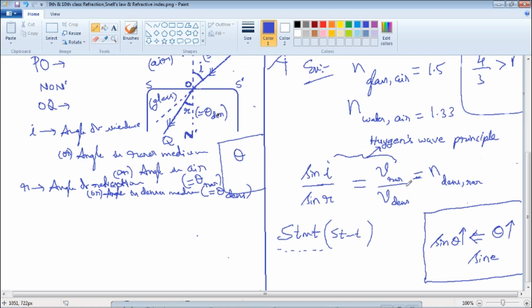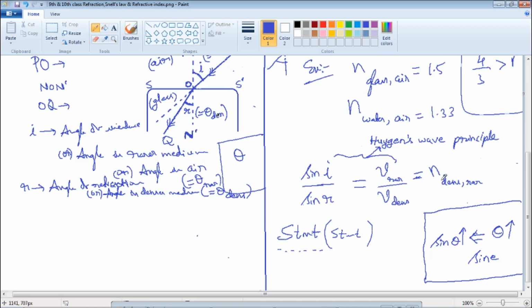So now just observe here. The ratio of sine of angle in the rarer medium to the sine of angle in the denser medium. A by B is what we call A divided by B, or the ratio of A to B. So the ratio of sine of angle in the rarer medium to the sine of angle in the denser medium is equal to what? The ratio of the velocity of light in the rarer medium to the velocity of light in the denser medium, which is nothing but the refractive index itself.